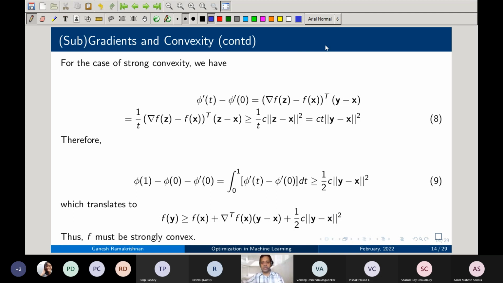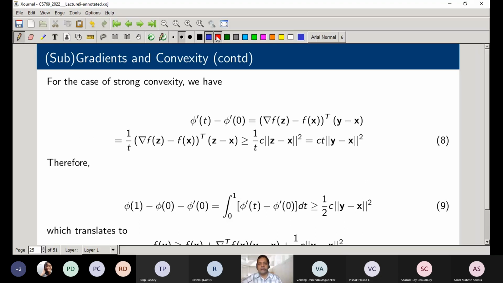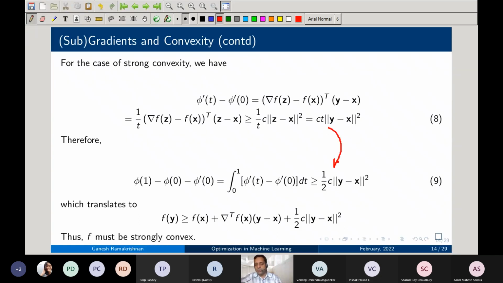Across all values of t, so that you get this quadratic lower bound which is independent of t. What we have done is to move from c t norm of y minus x squared. You've basically integrated from 0 to 1 of c t. Now this is in terms of t, with y and x fixed. This gives the expression 1/2 c norm of y minus x squared. That's the only additional work we need to do.